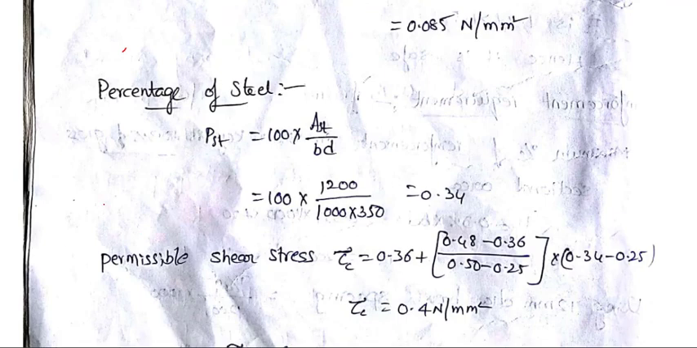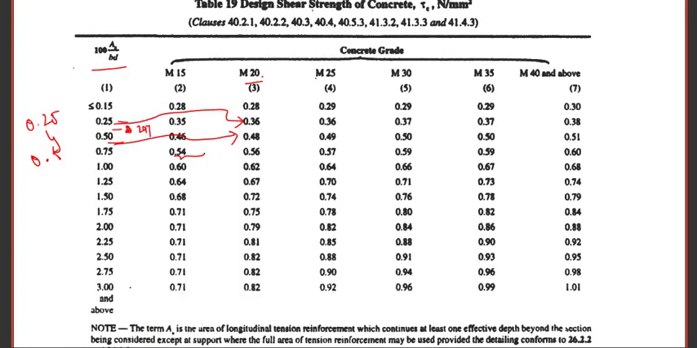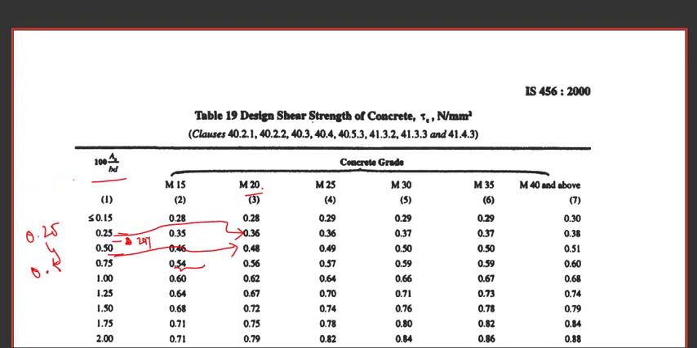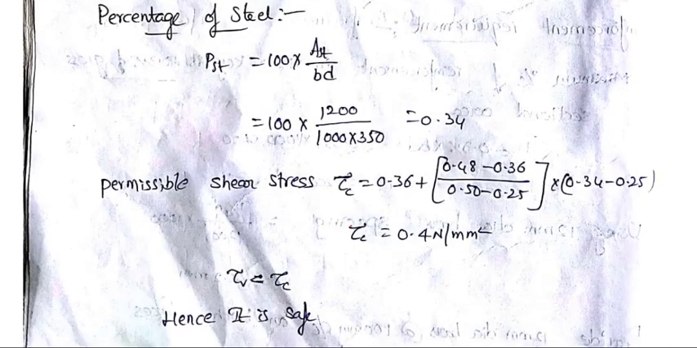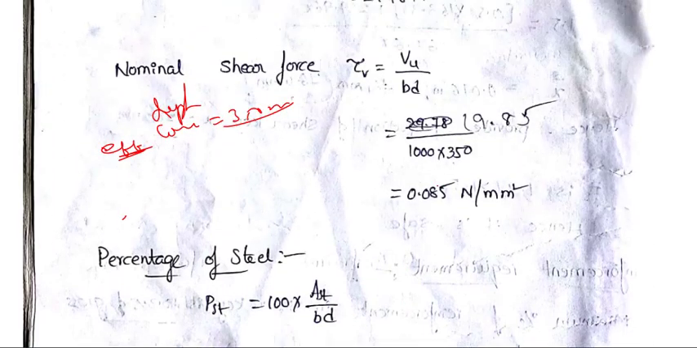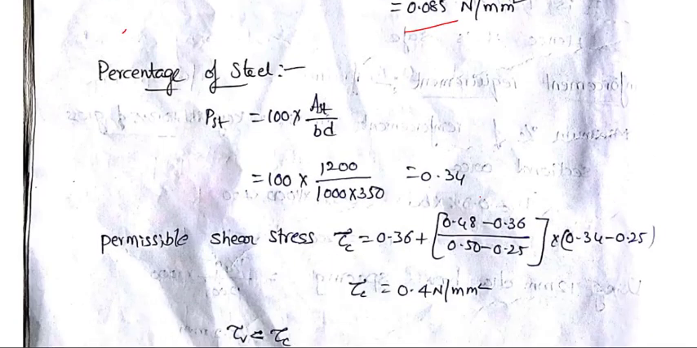So again, use the tabular column. Already explained how to use this one. Use Table 19 and calculate the value. If you calculate, you will get tau c. What is the value? You will get 0.085. So here, if you calculate 100 Ast by bd, minimum reinforcement for shear key 1200, you are getting 0.34, right? 0.34.